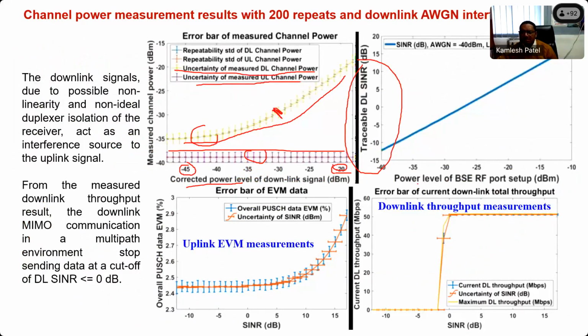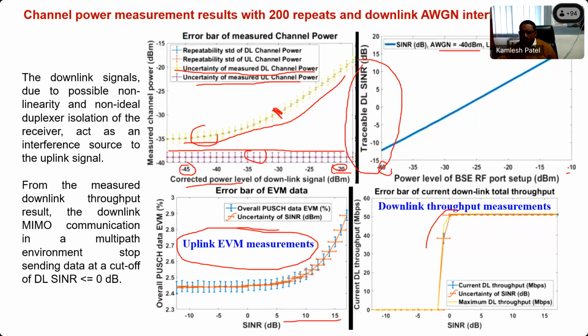So by changing the power level of the BSC RF port setup from minus 45 to minus 10, the value of the DL SINR in dB is increased for the condition of Gaussian noise of minus 40 dBm and a noise floor of minus 93 dBm. This is the response for the uplink EVM measurement, which shows the increase in the value of EVM with the higher value of SINR.